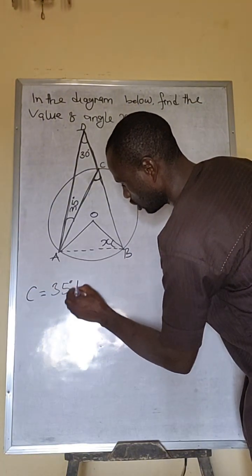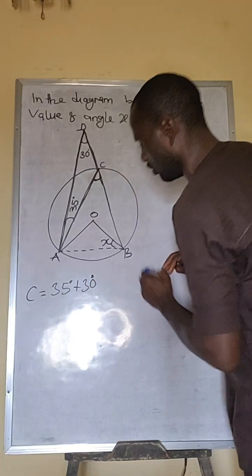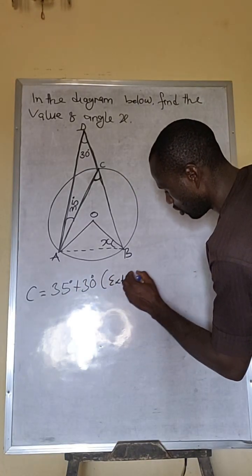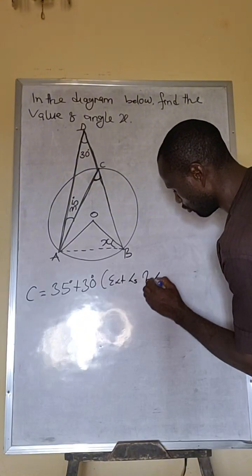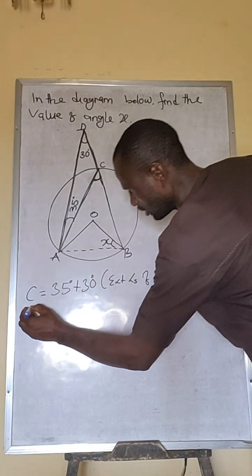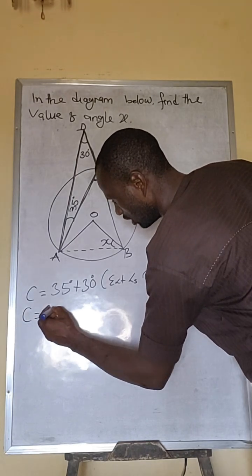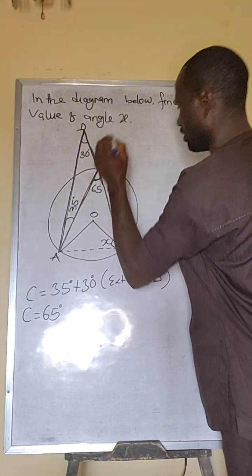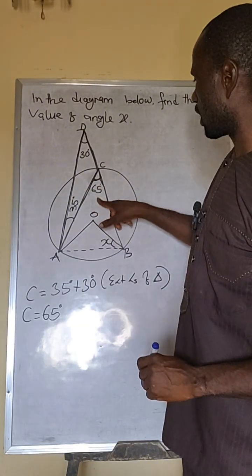So angle C will now be equal to what? 35 degrees plus 30 degrees. And what is the reason? Exterior angle of what? A triangle. That's the reason. So that means this place, C, will now be 65 degrees. So that means this place is 65 degrees.